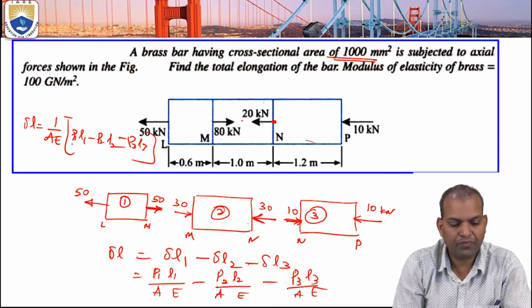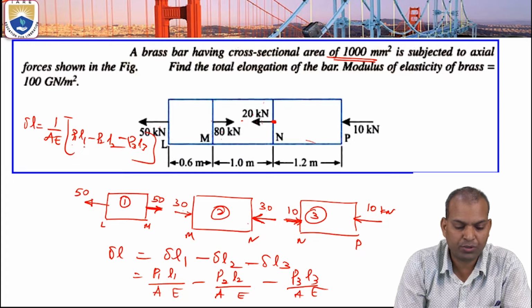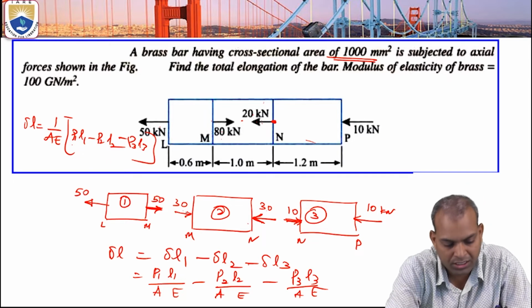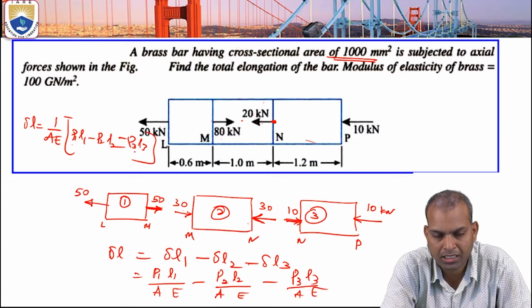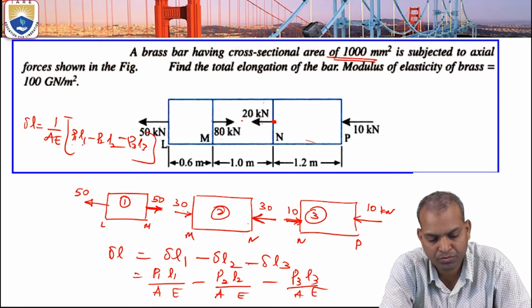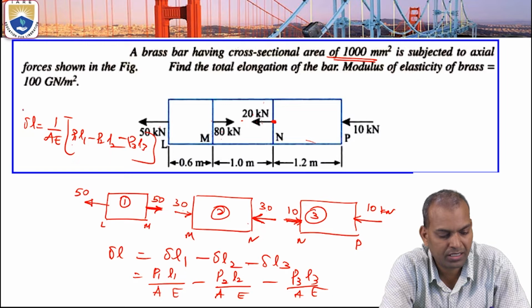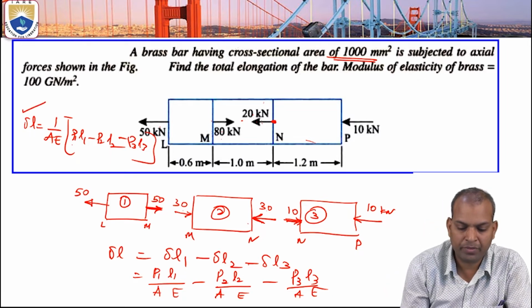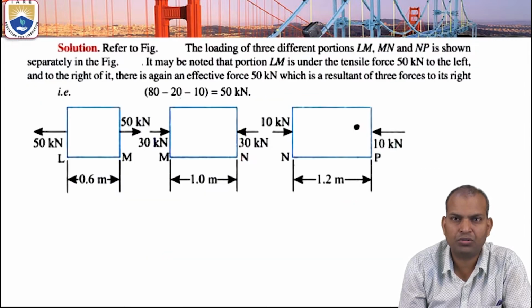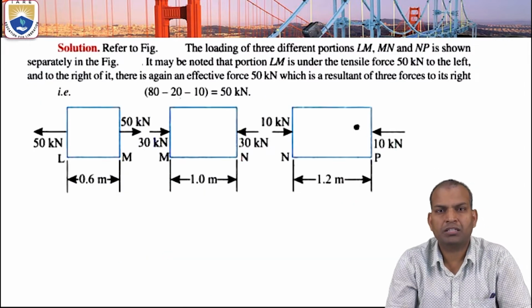And what is P1? 50 kilonewtons. What is L1? 0.6 meters. P2 is 30 kilonewtons, L2 is 1 meter. P3 is 10 kilonewtons, L3 is 1.2 meters. If you substitute back here, then we can get the total extension or total elongation of the bar. Let us see the solution. Yeah, these are the solutions.